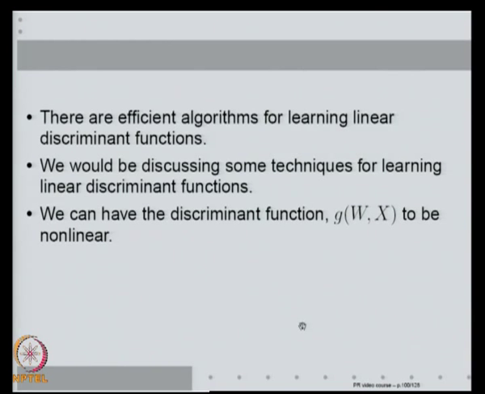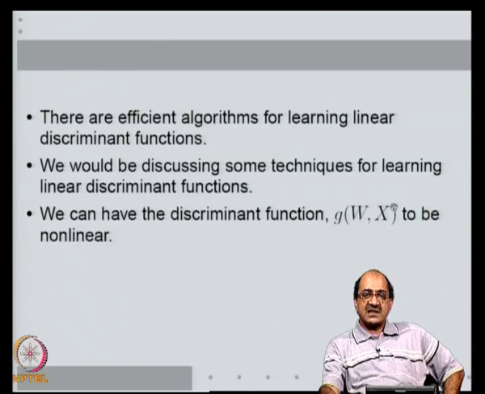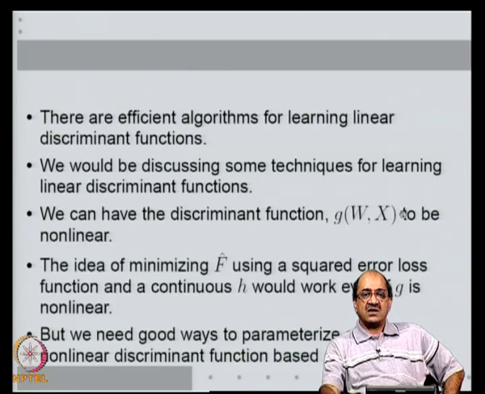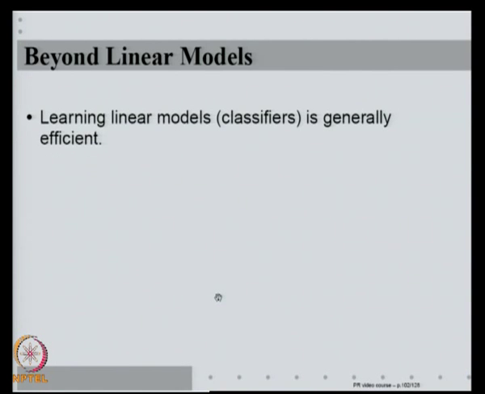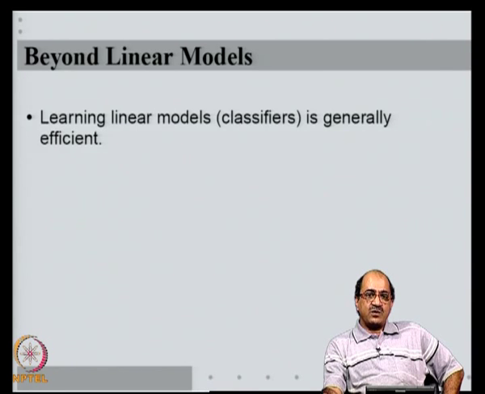There are efficient algorithms for learning linear discriminant functions, and essentially a discriminant function based classifier is more general. We just said it depends on a discriminant function. So, we can also use nonlinear discriminant functions. The idea of minimizing f hat using a squared error loss function works even for nonlinear discriminant functions. But nonlinear is not so straightforward. The method of minimizing f hat(W) to find a linear discriminant function is a generally efficient method. So, in general, learning linear models is efficient.